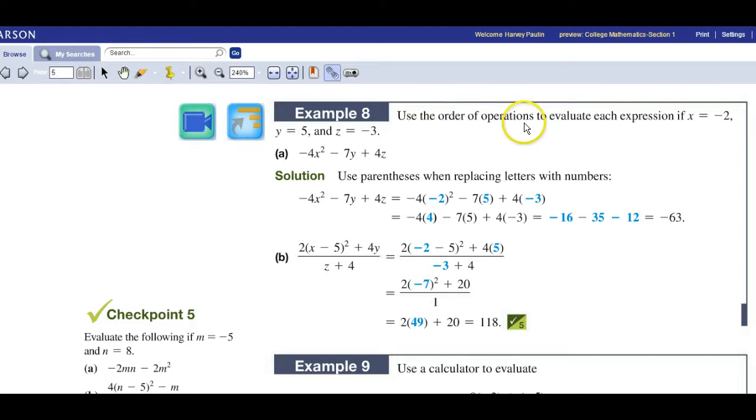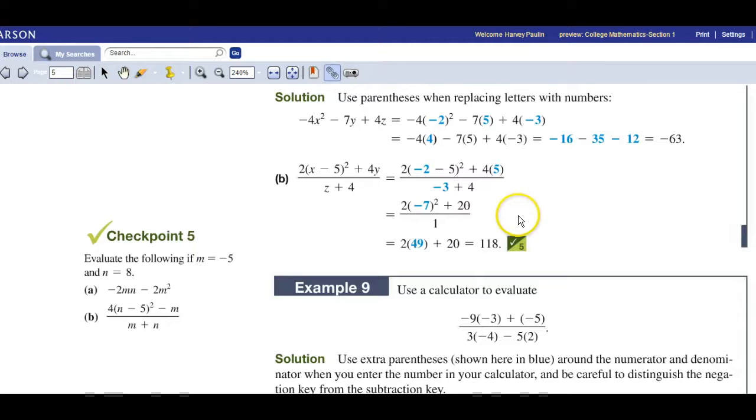So use order of operations to evaluate. And here you're going to do substitution. You're going to say the x, wherever it is, in your example will be replaced by a negative 2. And the y by a 5, and the z by a negative 3. So again, careful use of parentheses and then following the rules of order of operations.